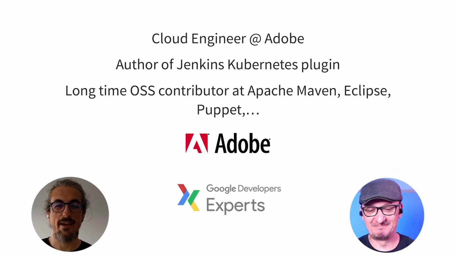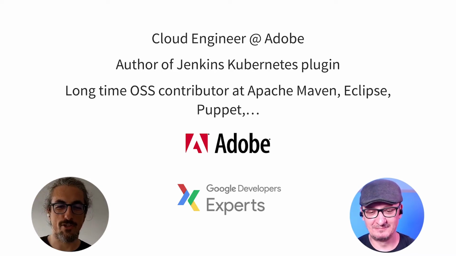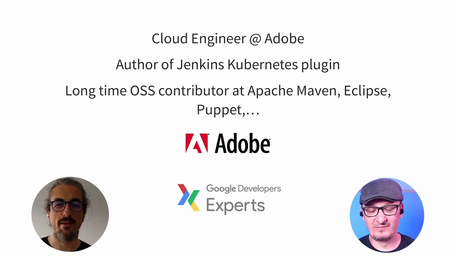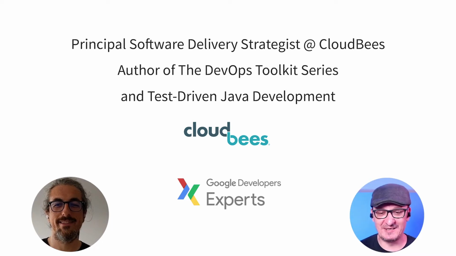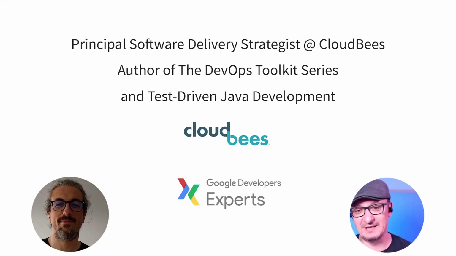So I am a cloud engineer at Adobe. I wrote some open source, a lot of it, like the Jenkins Kubernetes plugin, and I've been a long time open source contributor at Apache Maven, Eclipse Foundation, Puppet, and other things. And Viktor works in CloudBees as a product manager, and he published some books and courses, and he's a Google developer expert. All the good stuff. A lot of open source, a lot of public work.